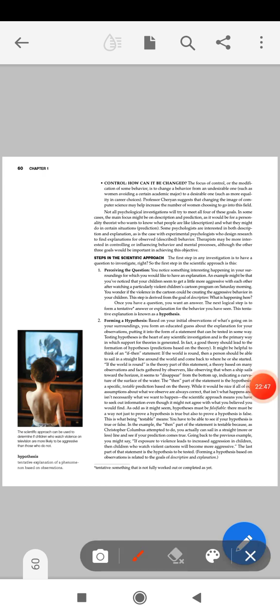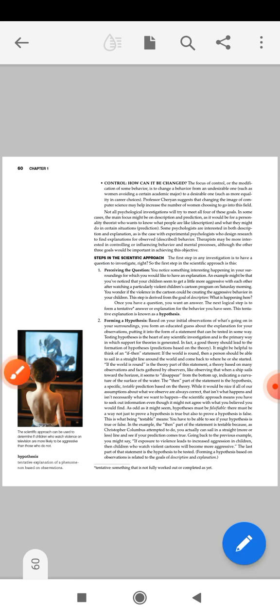Here we have an example. Might be that you have noticed that your children seem to get a little more aggressive with each other after watching a particularly violent children's cartoon program on Saturday morning. Remember, Saturday morning. You wonder if the violence in the cartoon could be creating the aggressive behavior in your children. Here the question is: is it due to watching the violent cartoon that your child is behaving like this? He is somehow showing some type of aggression with his peers. What is the reason for this? The reason may be watching an aggressive cartoon, but here this is the question. Perceiving the question: what is the question? This is the question.